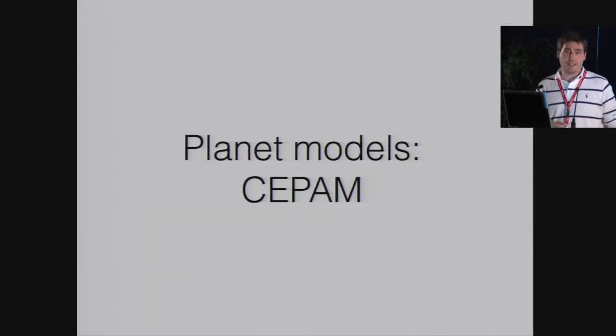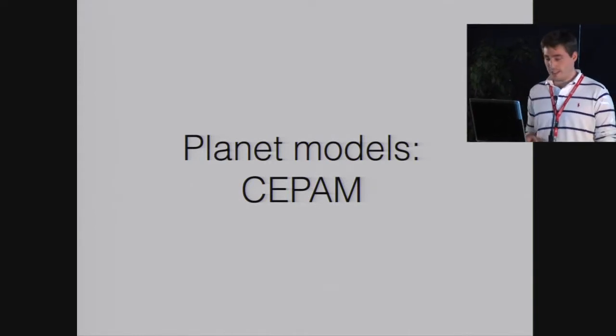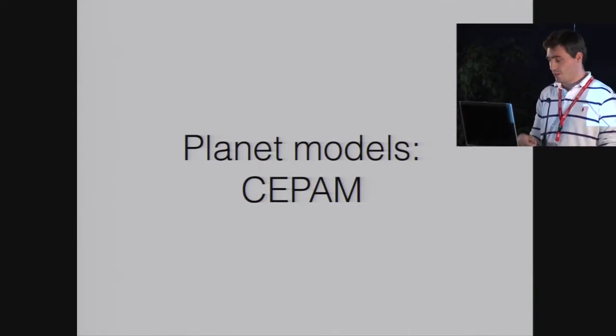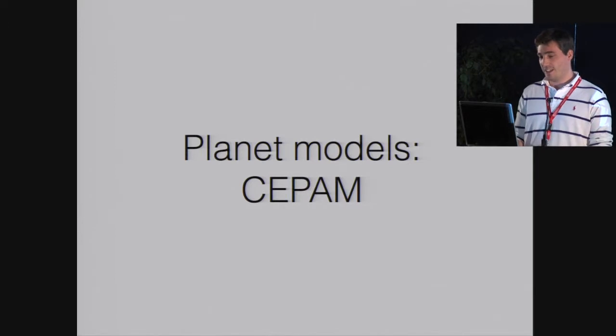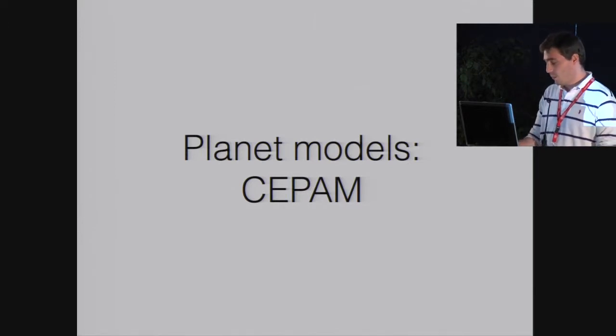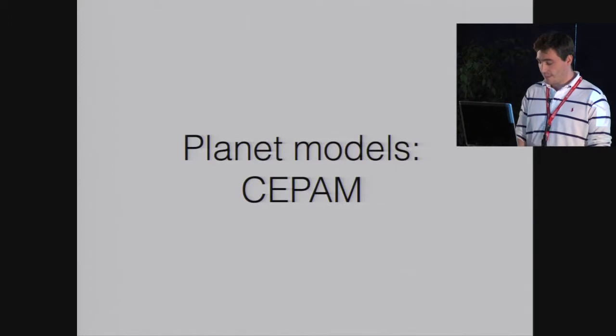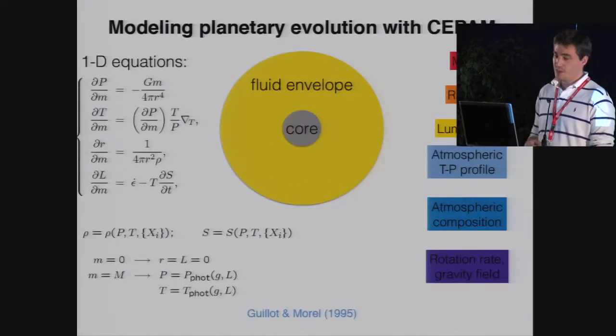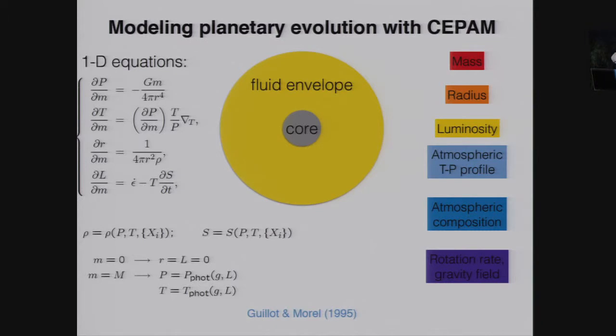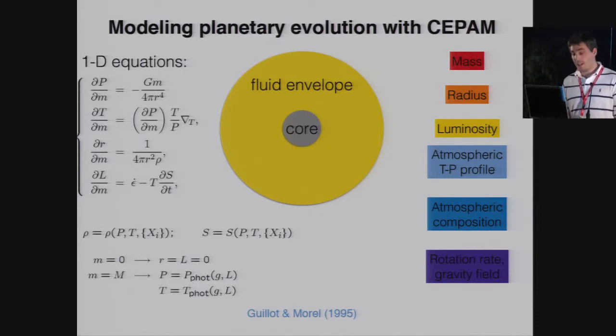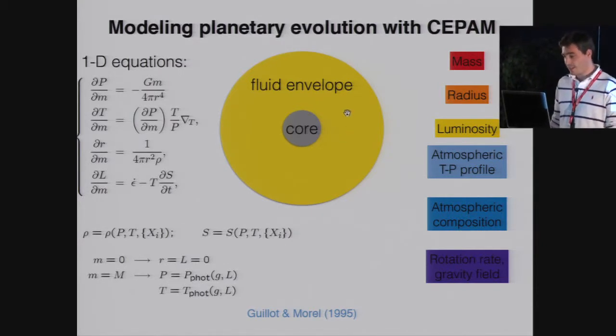In order to infer the bulk composition of the planet, Isabelle gave a wonderful talk, so you know a lot now. We need to use a model, and this code is called CEPAM. It is solving the quasi-static equilibrium equations. We are assuming that the planet is made of a fluid envelope of helium and hydrogen of solar composition, also with heavy elements in it.